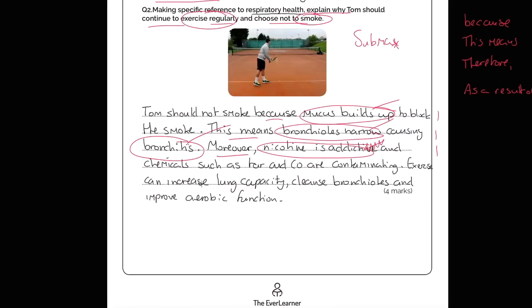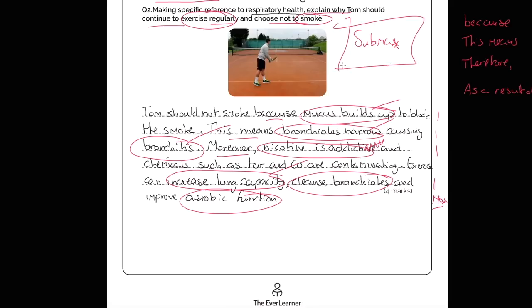So exercise can increase lung capacity. Nice. There's my mark. I've actually got my max there if I go with what I've done already. Cleanse the bronchioles, that could get me a mark, and improve aerobic function. So all of that could be really, really nice for me to include in my answer, but I've got my max and I've done enough. Don't forget that submaxing. I'm asked two things there. I'm asked about smoking and I'm asked about exercising regularly.